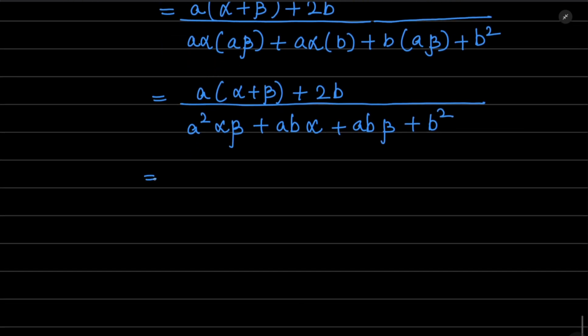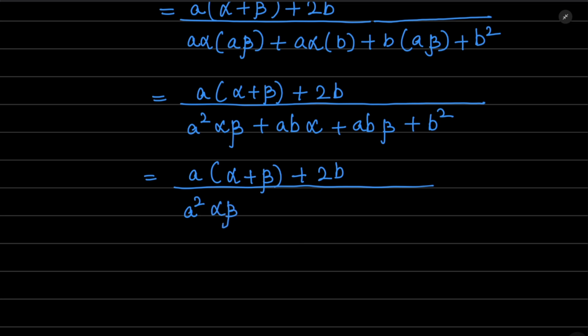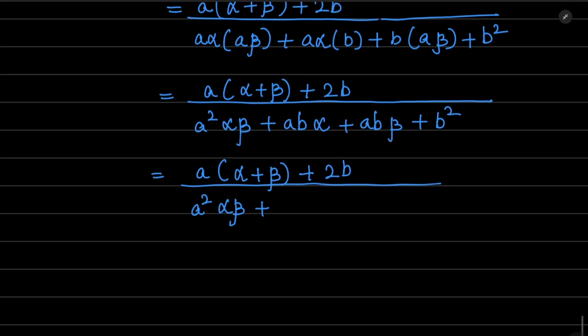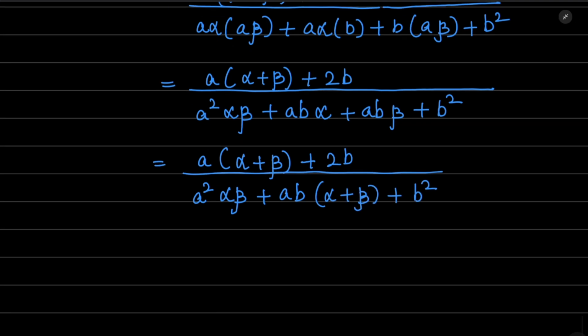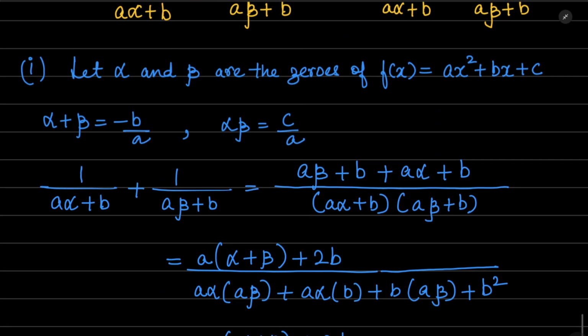Right? Now again, I am not going to change the numerator, a multiplied by alpha plus beta plus 2b. In the denominator, the first term will be a square alpha beta. Again, I am not going to change it. In the second and the third term, I can take ab common out. So what you will be left with is alpha plus beta in the bracket. So ab common, you will have alpha plus beta plus b square. Now let us substitute. What is the sum of the zeros? Minus b by a, product is c by a.